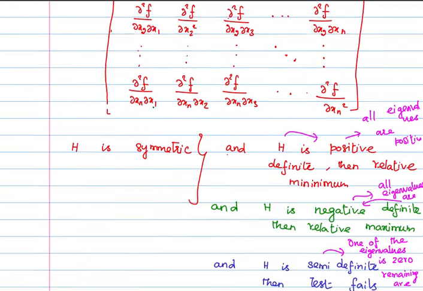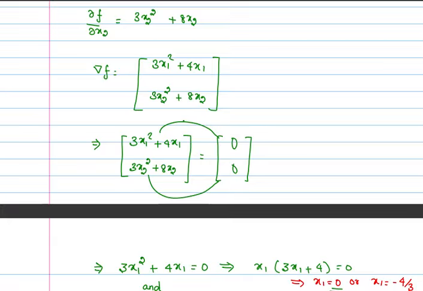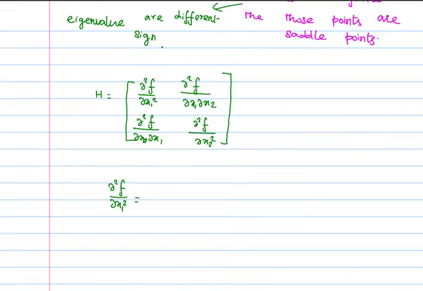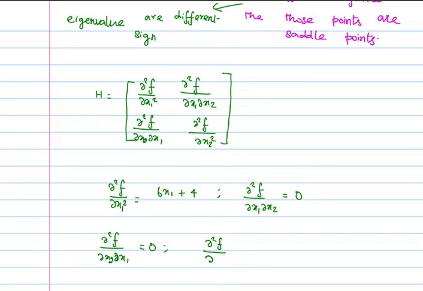I already calculated ∂F/∂x1, which is 3x1² + 4x1. So we get ∂²F/∂x1² as 6x1 + 4. ∂²F/∂x1∂x2 is 0. Similarly, ∂²F/∂x2∂x1 is also 0. ∂²F/∂x2² we get as 6x2 + 8.